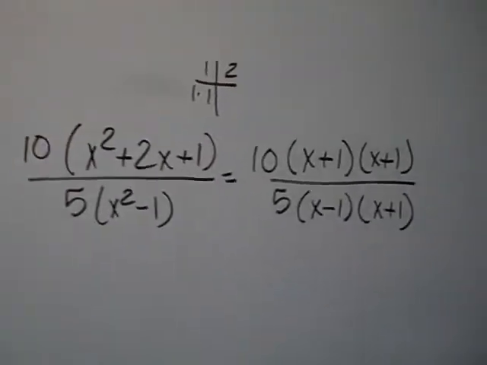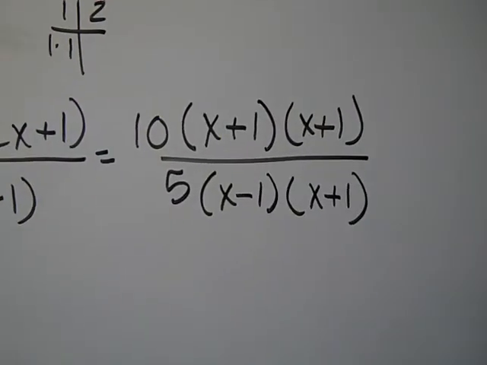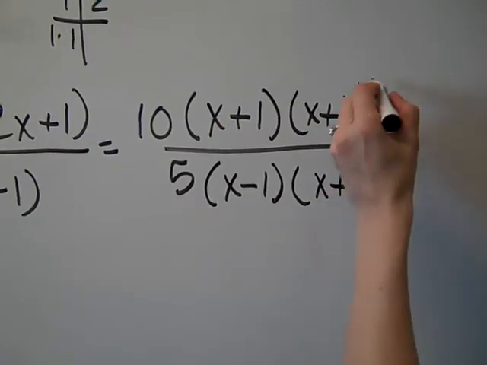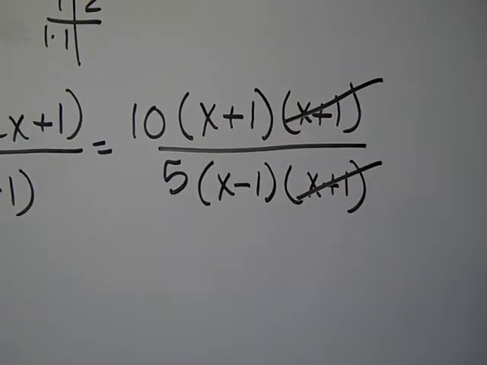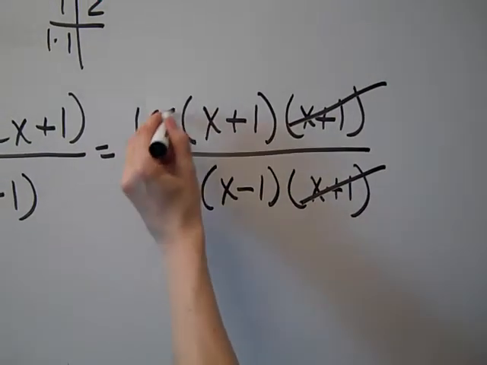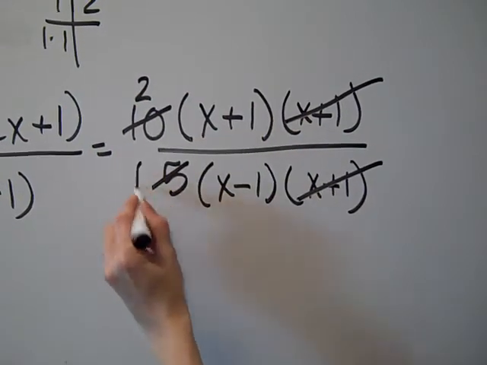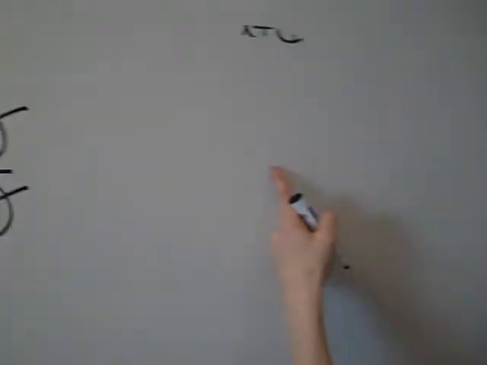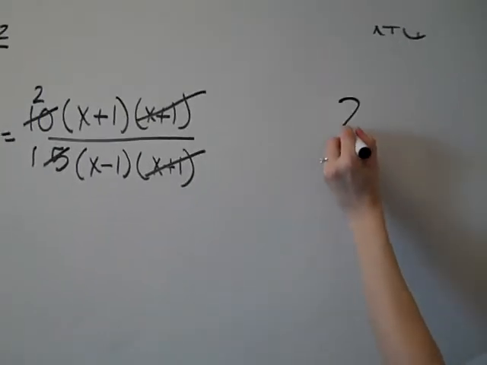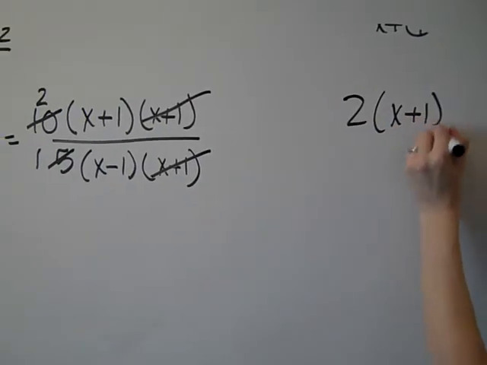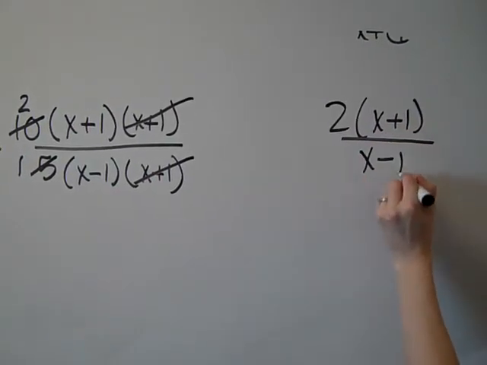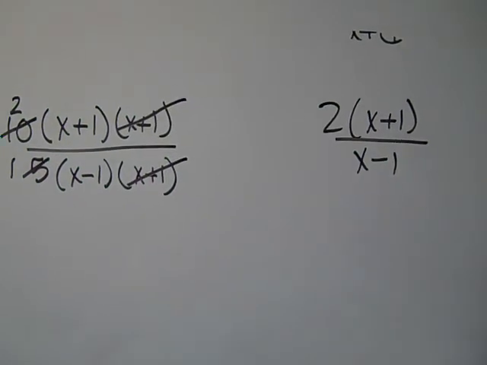Now I'm going to simplify my common factors. I'm going to do step number 5, which says reduce them. I got an x plus 1 and an x plus 1. Also, the 10 over 5 simplifies to 2 and 1. And then I'm going to finally write my final one, which would be 2 times x plus 1 over x minus 1. That would be my final answer.